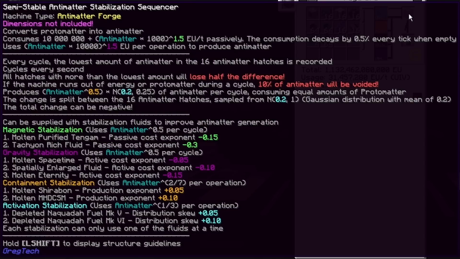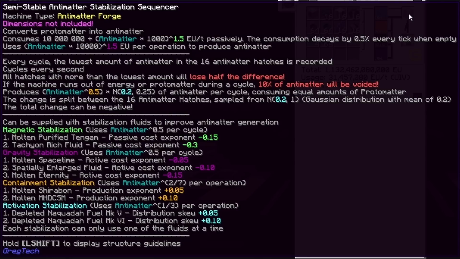So if you have one hatch with 0 antimatter, and all the other hatches with 1000 antimatter, at the end of the cycle, all the hatches that have 1000 will lose 500. If the machine runs out of energy or protomatter during a cycle, 10% of antimatter will be voided. That's pretty straightforward. The machine produces antimatter to the 0.5 times N(0.2, 0.25) of antimatter per cycle, consuming equal amounts of protomatter. This change is split between the 16 antimatter hatches, sampled from N(0.2, 1).